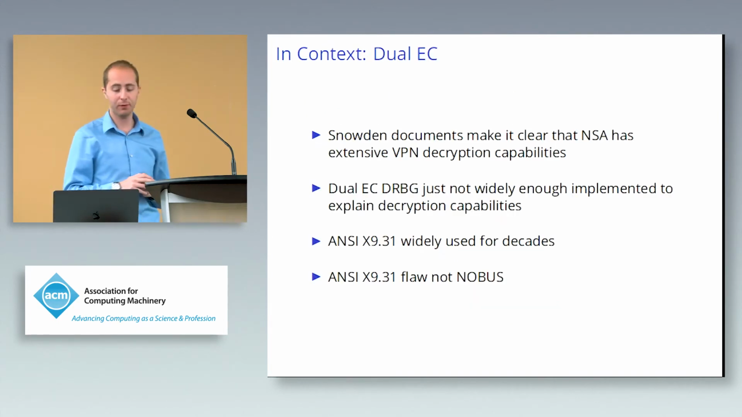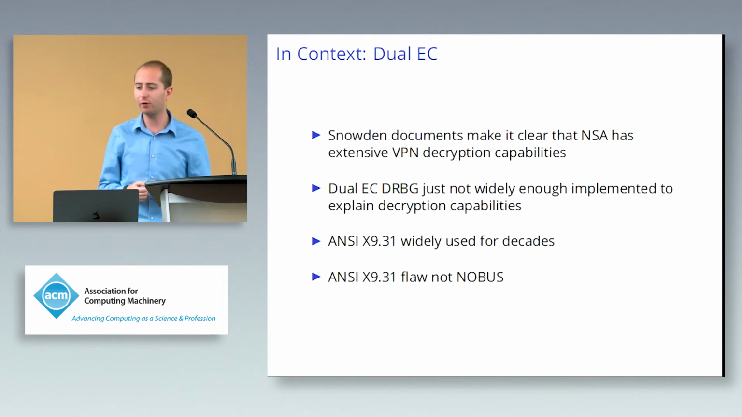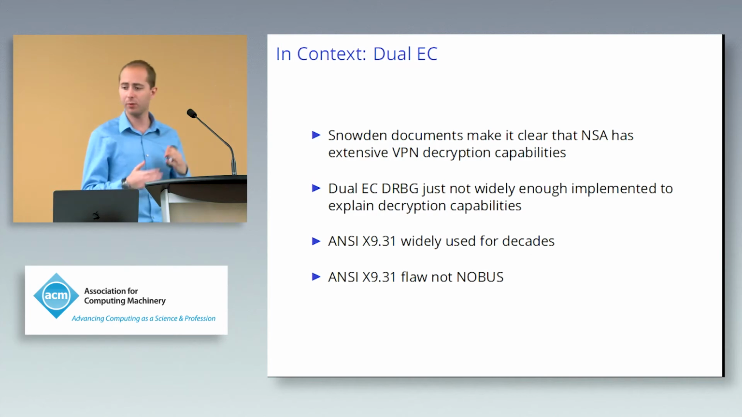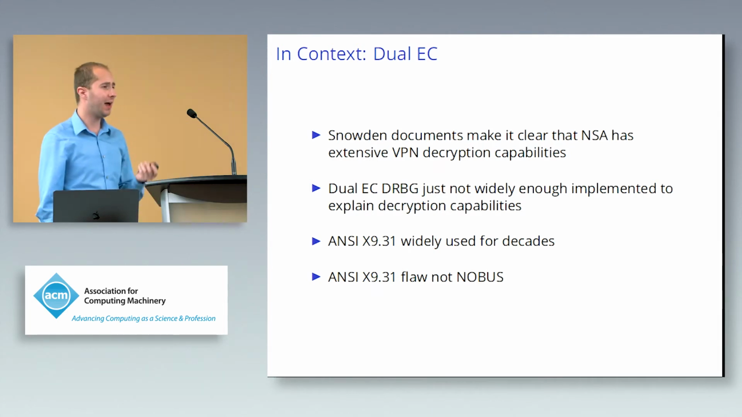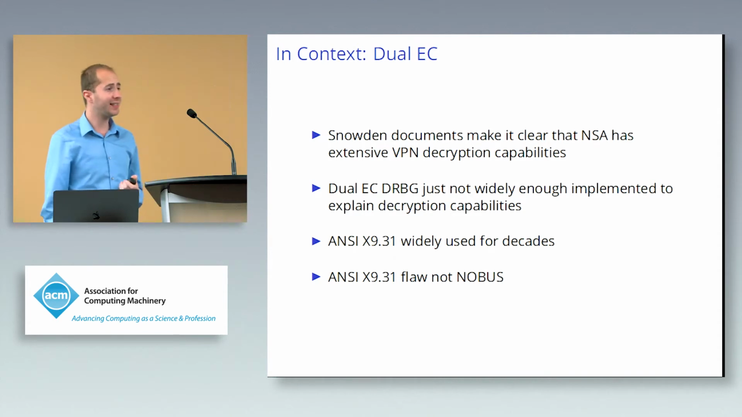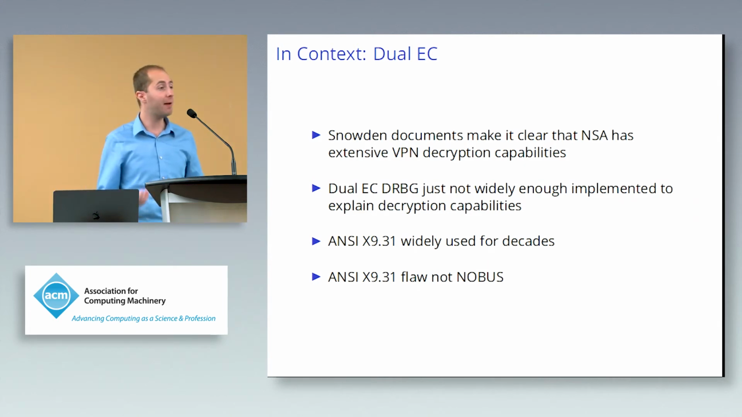So a little bit of context before we wrap up. Remember the dual EC flaw that we mentioned before? Well, the Snowden documents made it pretty clear that the NSA has really extensive VPN decryption capabilities. The dual EC flaw, however, was just not widely enough implemented and was not in enough devices to explain these very broad-scale decryption capabilities. However, the ANSI X9.31 generator was very widely implemented across many different vendors and many different devices, and perhaps this can contribute a part of the explanation.